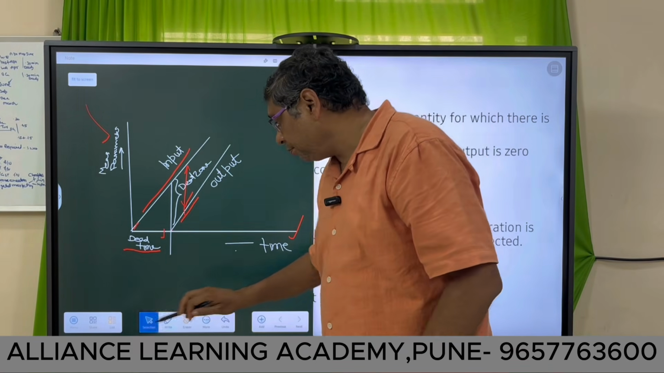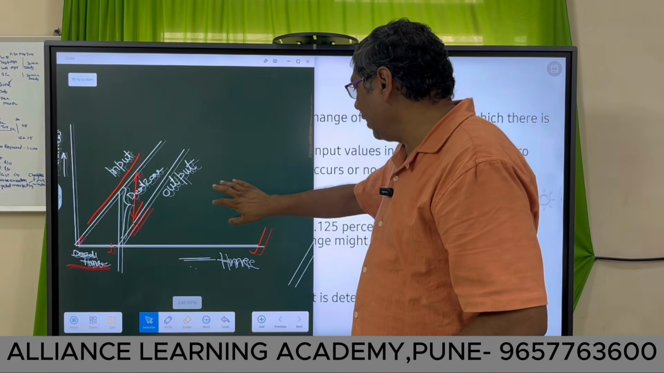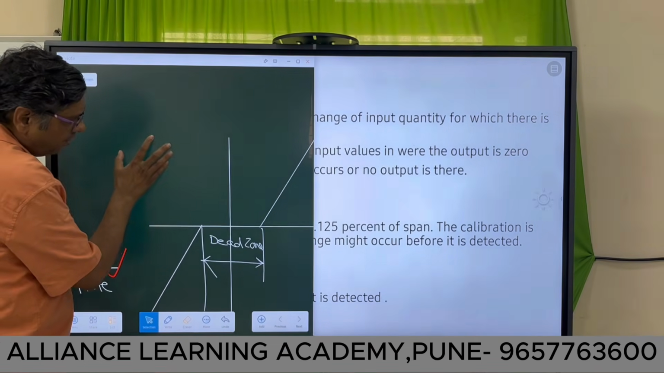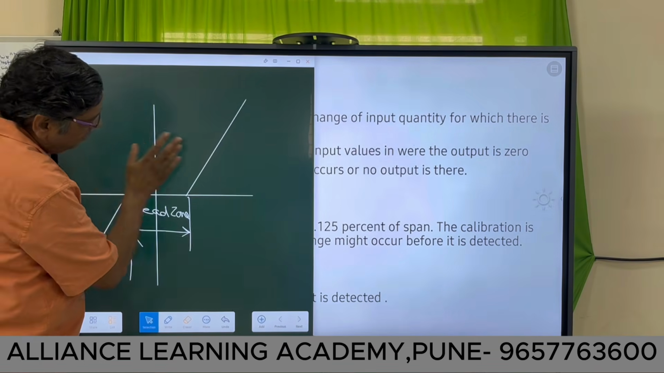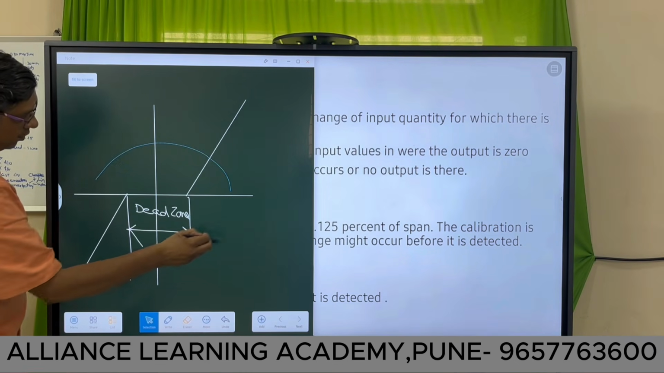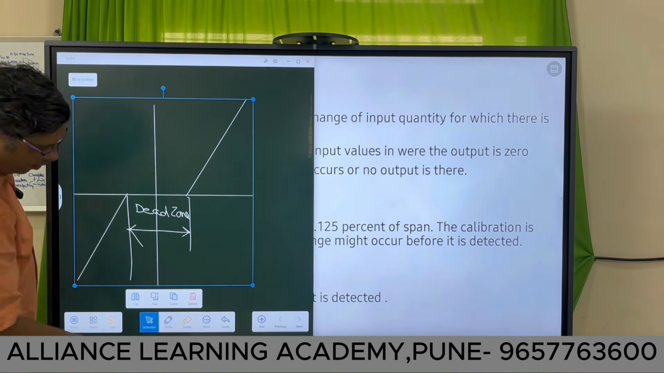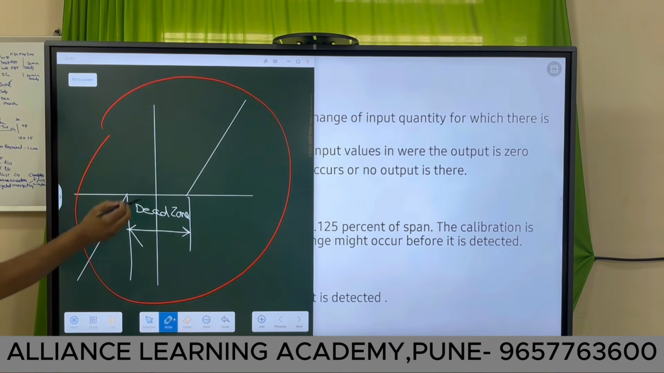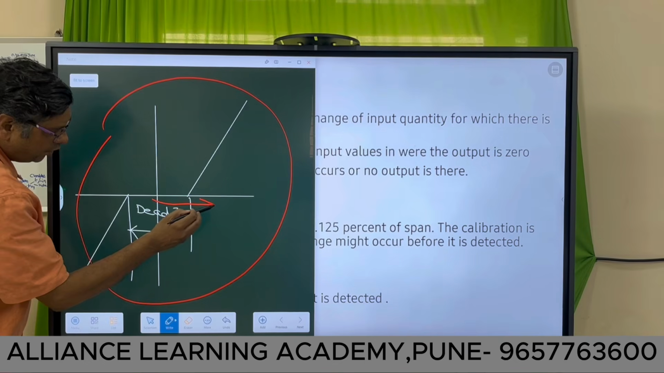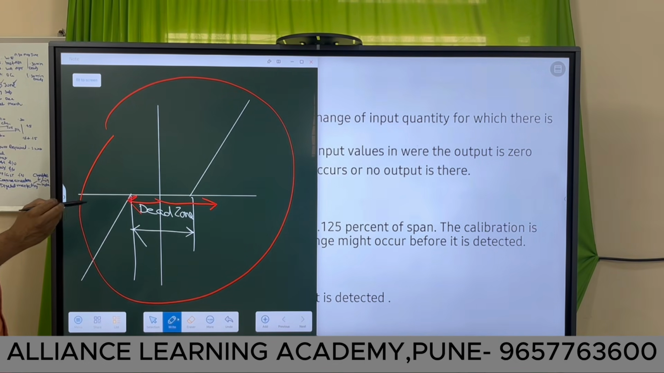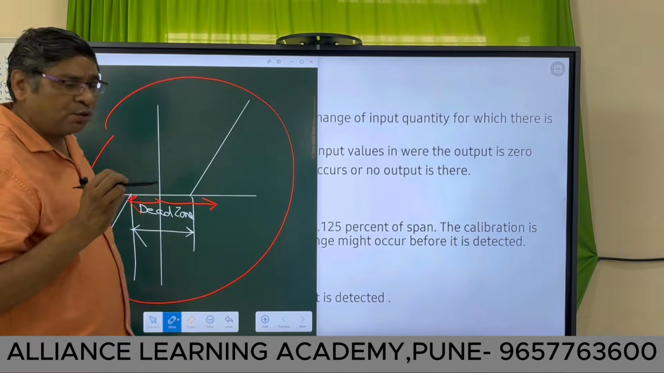Now we will see it like this. This is the kind of zone. This one is going to the loading and this is the unloading. So we have seen it.